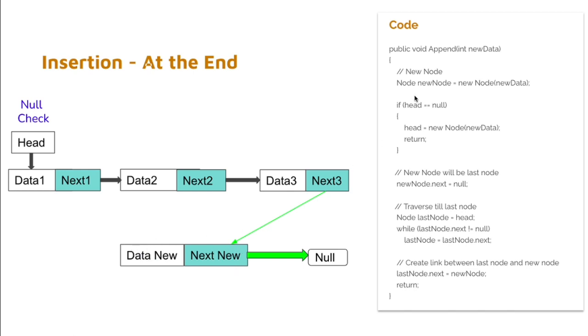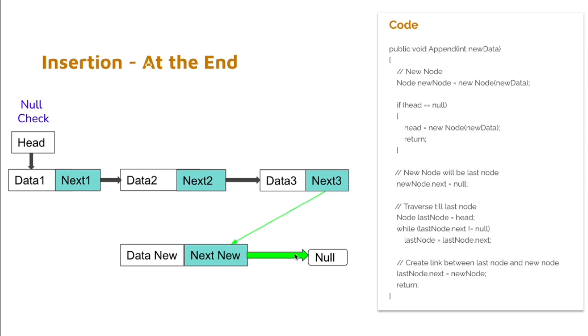Then the second step is a null check. We are checking if head equals null, then head equals new node. If this is null, it will directly point to this new node. But in our case, this condition is not true, right? So if head is not null, then what do we do? We know the new node will be the last node, so the new node will point to null because we are adding at the end. That's why we write new node dot next equal to null.